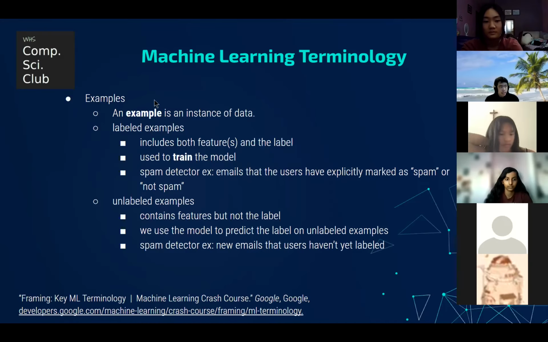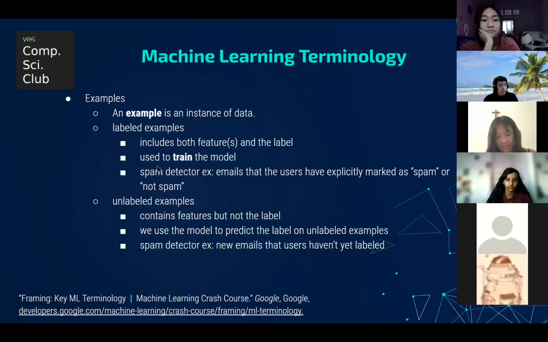Then we have examples. Examples are a combination of features and labels. It's a piece of data that we give to the machine. So this whole time I've been talking about feeding the machine images, that would be an example. And there are two types of examples: labeled examples and unlabeled examples. The labeled examples have both your features and the label. That's why they're called labeled.